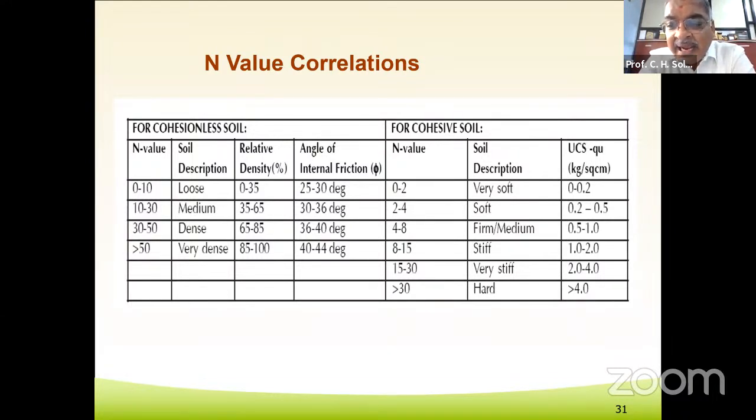A slight increase in the angle of internal friction increases the bearing capacity largely once it reaches 30 degrees. A slight change in the angle of internal friction shows a great reflection in calculating the bearing capacity. Whereas the cohesive soil has been divided into different descriptions for different ranges of the N value. So whether we call the soil soft clay, hard clay, medium clay or stiff clay, it has been mentioned here on the basis of the N value.